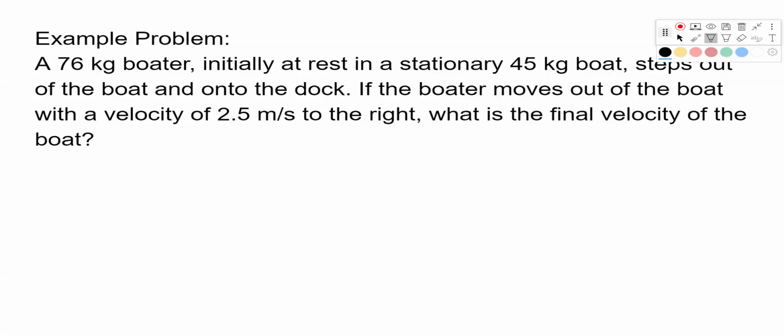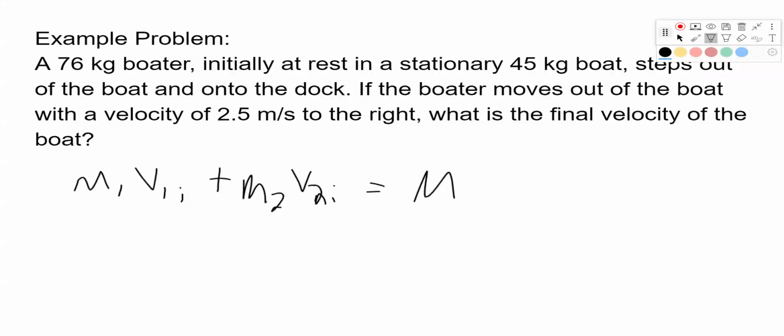Okay, we're going to take that equation that we had, the nicely written out one where we had mass of the first object. In this case, we'll say the first object is the boater times the boater's initial velocity plus the mass of the second object, or the boat, times its initial velocity. It's going to equal the mass of the object times its final velocity plus object 2 times its final velocity.